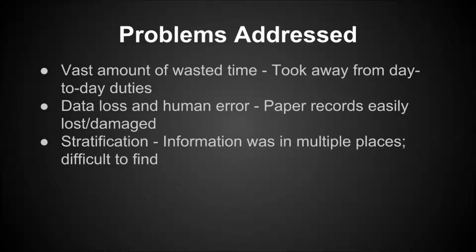The first was the vast amount of wasted time. It takes weeks for a manager to develop a schedule, and this is something that we really wanted to cut down on. Additionally, there's a tremendous amount of data loss and human error. Because everything is kept on paper, records are easily lost and damaged. Finally, stratification. Information was in multiple places, and managers literally had to flip through binders and binders of paper applications in order to compile a new schedule.